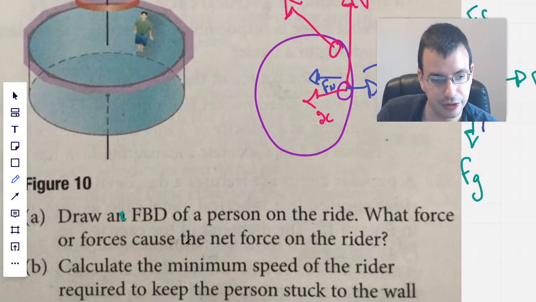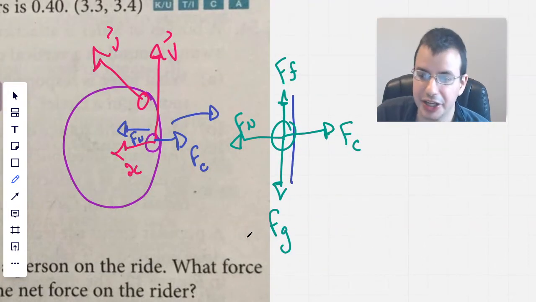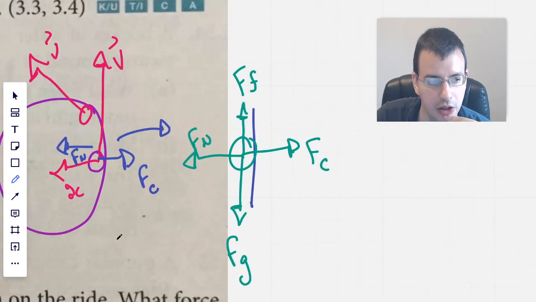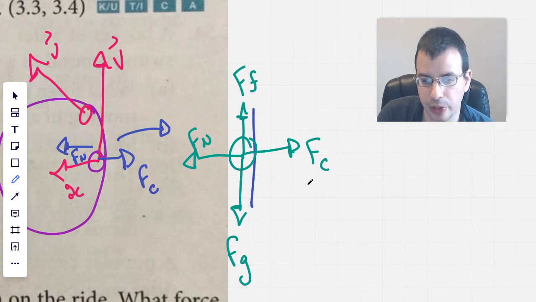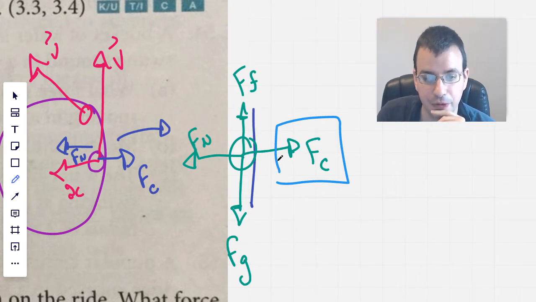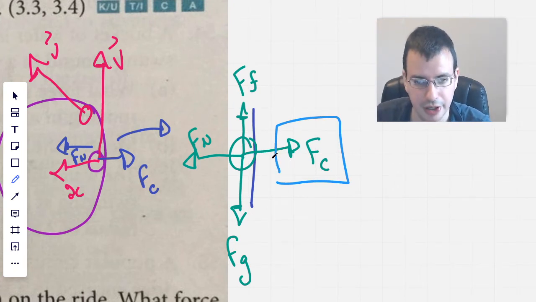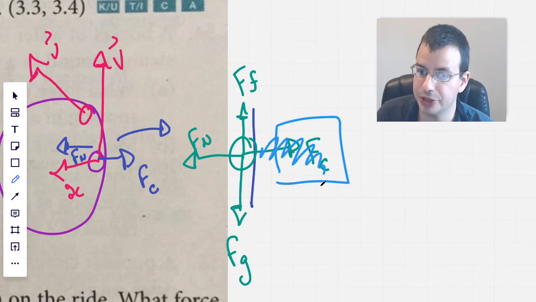And what force or forces cause the net force on the rider? So the question then asks, what's the net force? Well, even though I drew this force here, the centrifugal force is kind of referred to as a pseudo force, it doesn't really exist. So the correct free body diagram, even though I drew it like this, would probably actually be like this, without this force going outward.